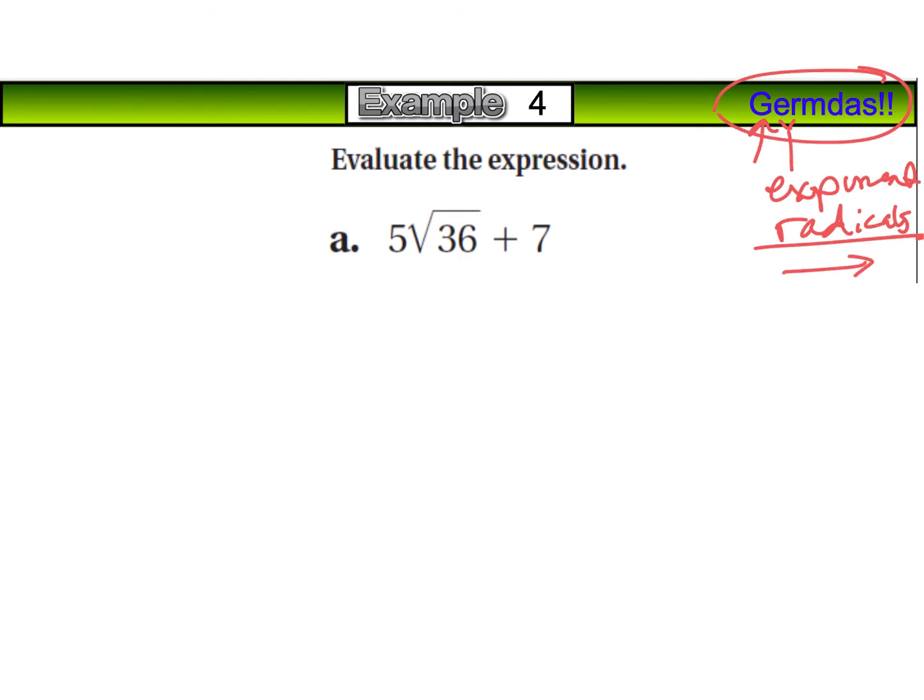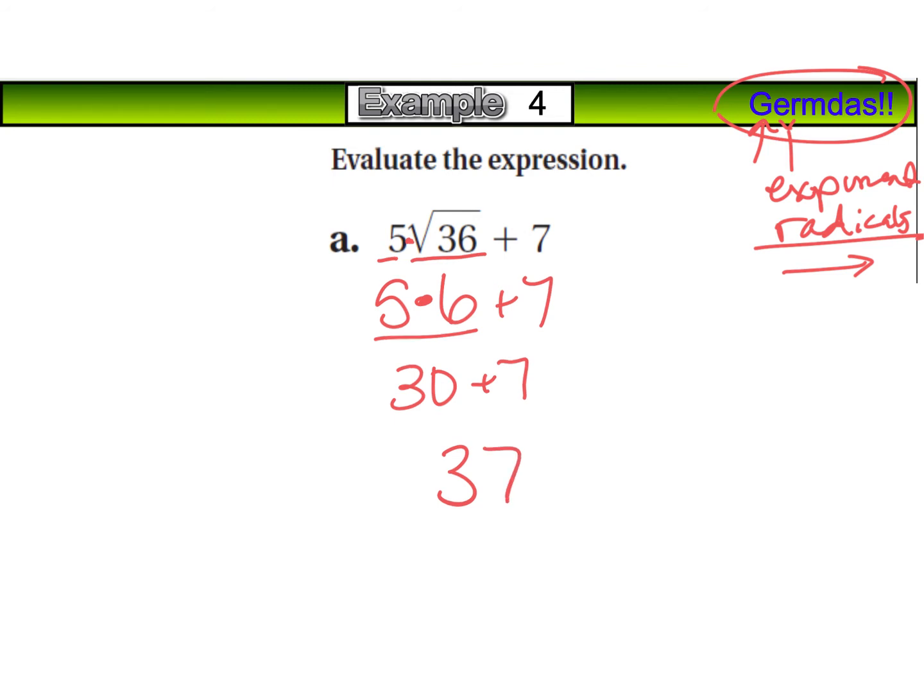So no grouping symbols. We do have a radical. So what's the square root of 36? That gives us 6. 5 is right in front of it, which means we're going to multiply that. 5 times the square root of 36. So we get 5 times 6. That equals 30 plus 7. Our answer is 37.